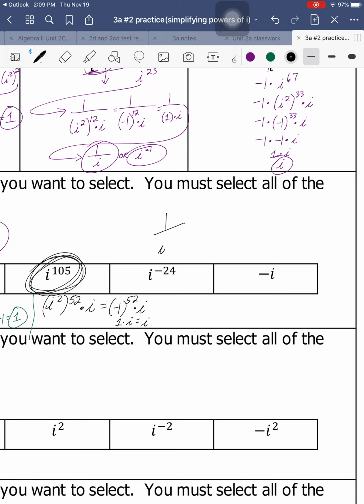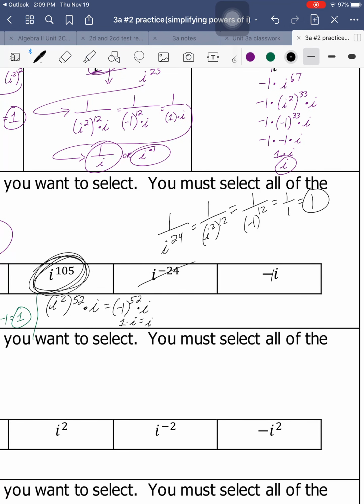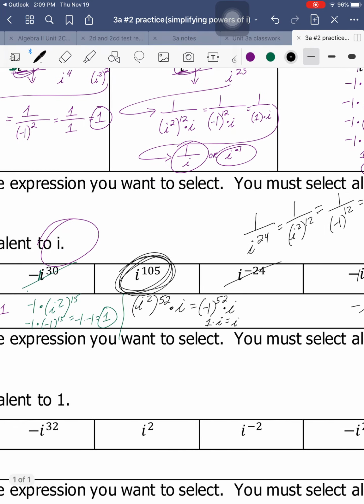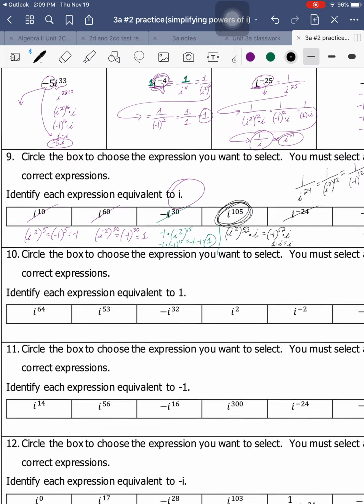i to the negative 24th. So that's 1 over i to the positive 24. 1 over i squared. How many squares can divide out of 24? 12. And i squared is negative 1 to the 12th is positive 1. 1 divided by 1 is 1. Great answer, just not for an answer choice here. And the last one, negative 1 times i is just negative i, which is not i. So only one answer here. There can be more than one.